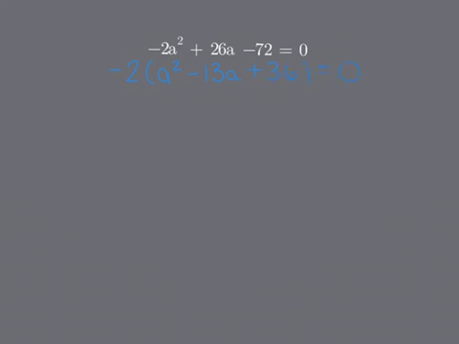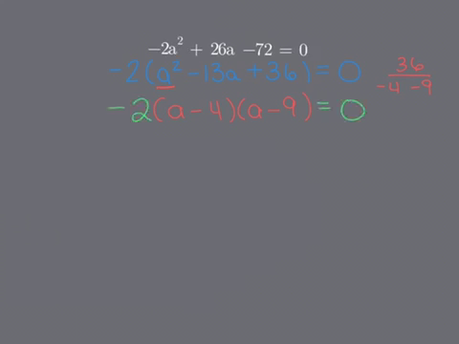So now you can see we're just left with a trinomial with a leading coefficient of 1, so we don't have to use the AC method at all. We're just going to look for factors of 36 that add to equal -13, so those will be -4 and -9. So this trinomial part is going to factor into a minus 4 times a minus 9. We still have the -2 that we factored out before, and that's equal to 0.